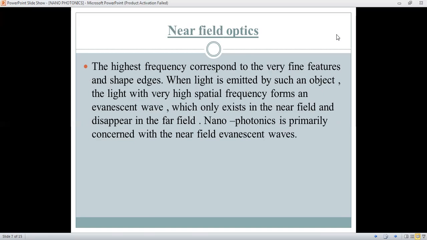And then I'm telling about the third technique of nanophotonics. The third one is near field optics. The highest frequencies correspond to the very fine features and sharp edges when light is emitted by such an object. The light with very high spectral frequency forms an evanescent wave which only exists in the near field and disappears in the far field. Nanophotonics is primarily concerned with the near field evanescent waves.